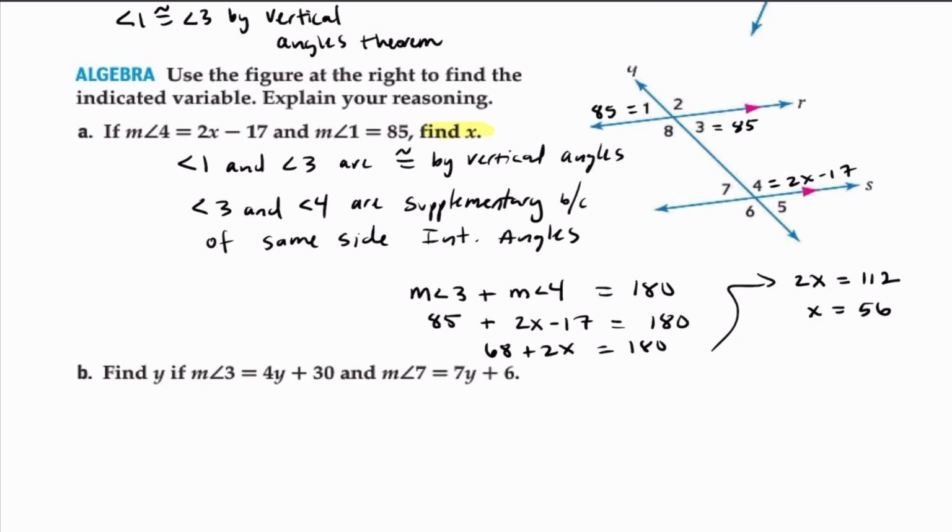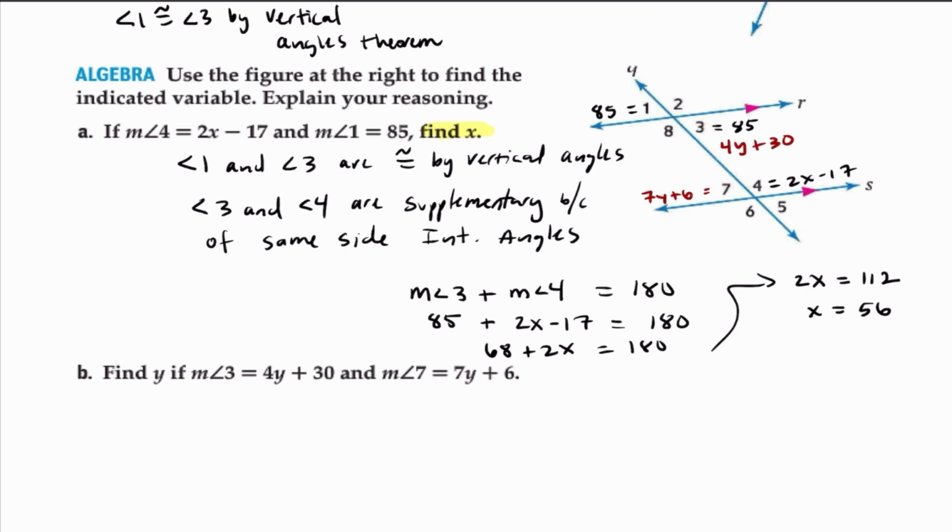The measure of angle 3 is 4y plus 30. So I'm going to write 4y plus 30. And the measure of angle 7 is 7y plus 6. And not to confuse you, 7y plus 6 is the measure of angle 7. It's not 7y plus 6 equals 7. The measure of angle 7 is 7y plus 6. Now let's look at angles 3 and 7 and see if there's any sort of relationship.